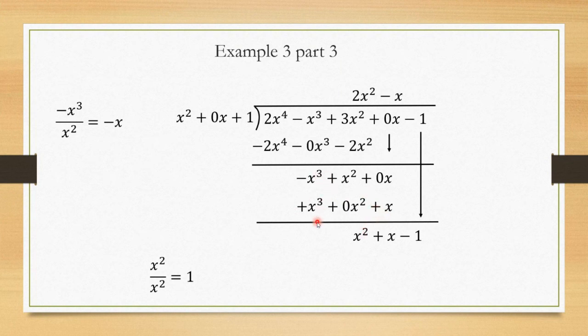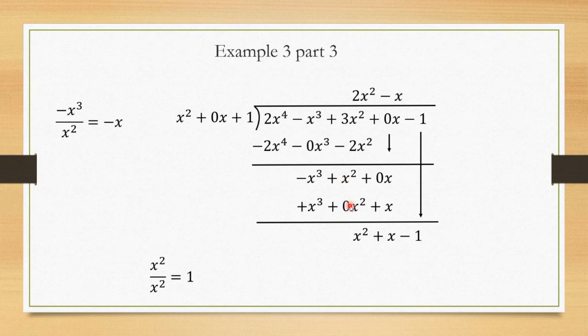Now we combine. These cancel. Negative x cubed plus x cubed, gone. X squared plus 0x squared, that's x squared. 0x plus x is just x. The minus 1 we bring down. That's what this arrow indicates, right? Bring it down. Bring that down.